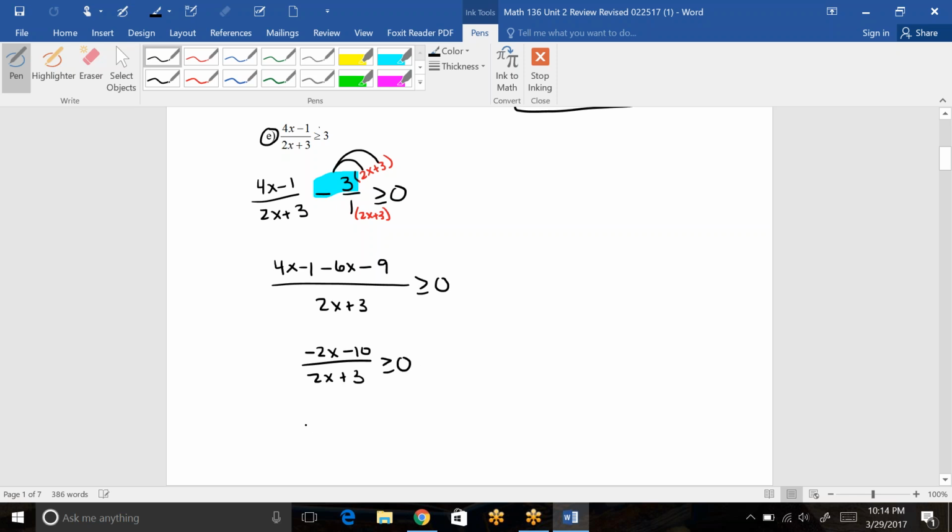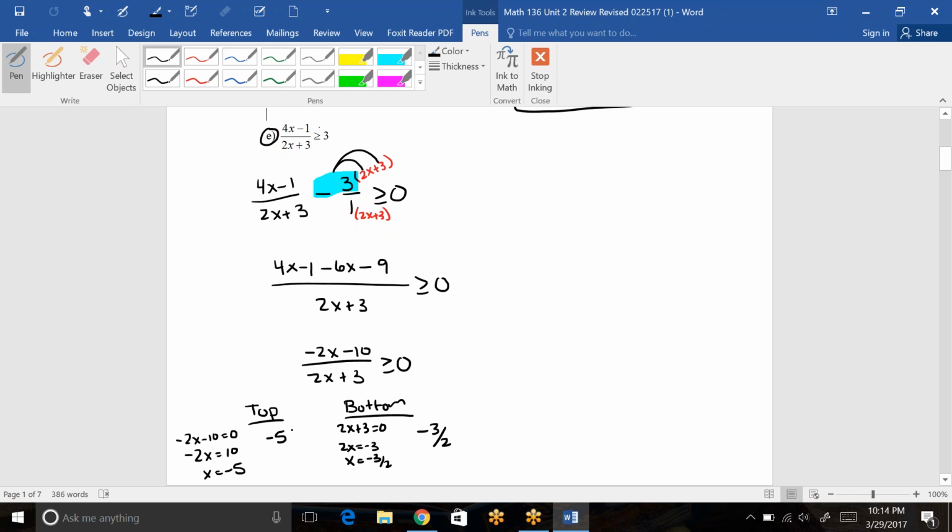So when you're dealing with the ones where you have a denominator and a numerator, you break your critical values into two pieces, what comes from the top and what comes from the bottom. So we set the top equal to 0 to see what that critical value would be. So I would add 10 over and then divide by negative 2. So it looks like my top critical value is negative 5. For the bottom, I set the 2x plus 3 equal to 0 to see what that critical value would be. Subtract the 3 over, divide by 2. So it looks like negative 3/2 is my critical value for the bottom.